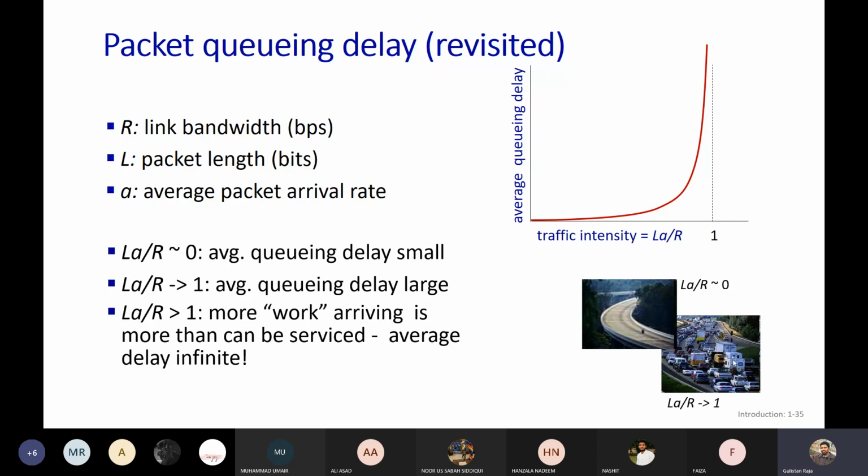Is it okay to everyone? Yes, sir. Okay, let's move further.